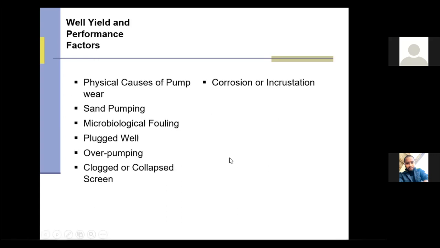Here's some stuff that you're going to be looking at, and all these items here could potentially be issues for your pump. You can have physical wear, right? And we talk about sand pumping. We don't want to pump sand because pumps don't like that. Biological fouling, and what happens here is iron bacteria forms, and that orange paste. It's very awful, and it's really hard to get rid of.